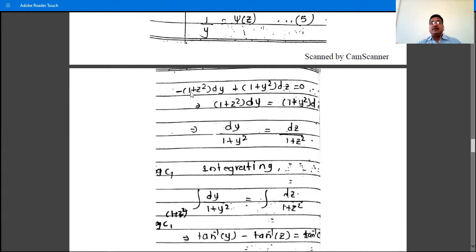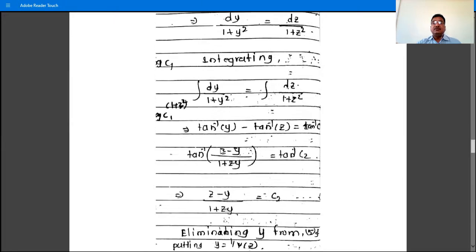It is a differential equation in two variables. So solve it by separating the variables. So dy divided by 1 plus y square, dz divided by 1 plus z square, by shifting the quantity to the RHS, and then separate the variables and integrate. The integration of 1 by 1 plus y square is tan inverse y, and of 1 by 1 plus z square is tan inverse z. After shifting, we have minus tan inverse z is equal to tan inverse c.